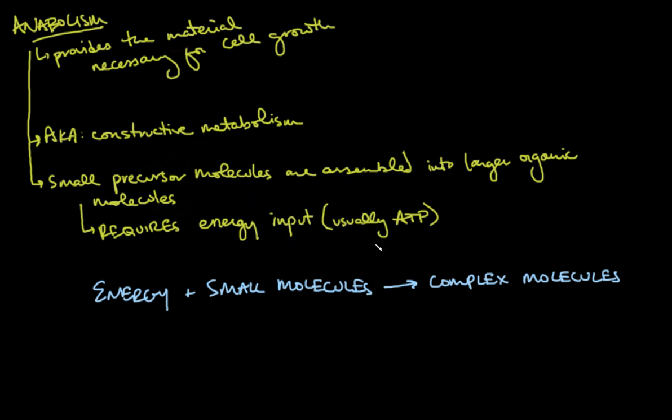It provides the material necessary for it. So it's going to make these large molecules that are absolutely required. So these small precursor molecules or early molecules are assembled into larger organic molecules. And it absolutely requires energy, usually in the form of ATP, again, adenosine triphosphate.